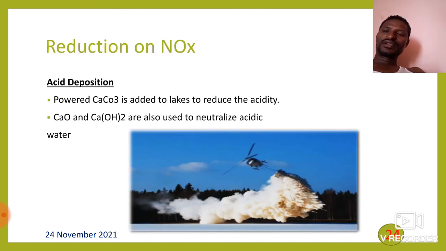I hope that this is a good topic. And the last but not the least is how we can reduce it in the water, in our ecology, in our lake, simply by adding calcium carbonate to the lake to reduce this acid. Also calcium oxide and hydroxide neutralize acidic water.